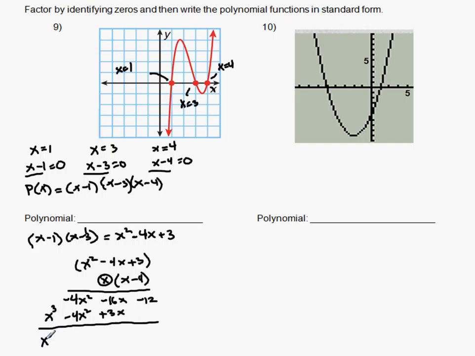So I go x cubed minus 8x squared, this is minus 13x, and this is minus 12. So my polynomial then is equal to x to the third minus 8x squared minus 13x minus 12.